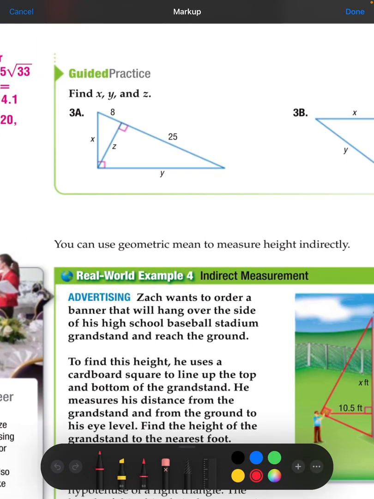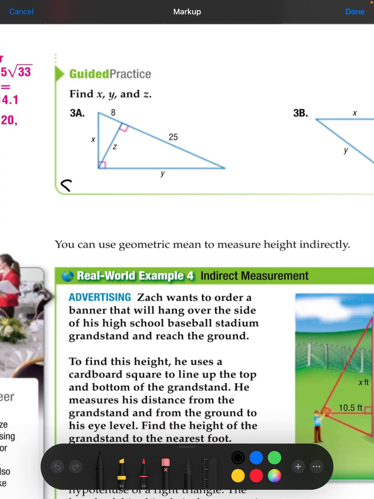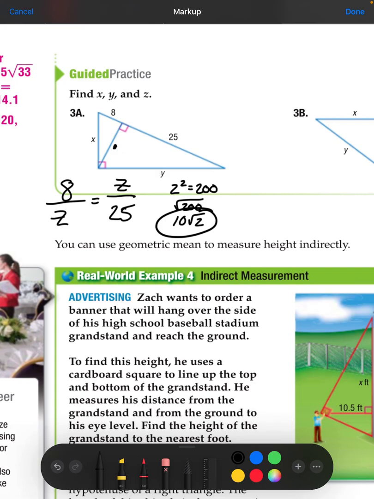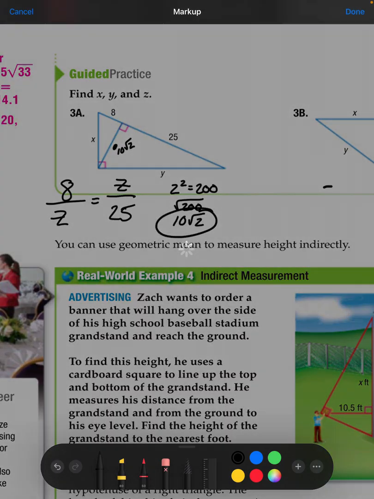Okay, so the geometric mean, remember, if I want to find z, I can use the hypotenuse. So I can say 8 is to z as z is to 25. So 8 times 25 is 200. So z squared equals 200. And you take the square root of 200, and I'll break that down. Let's see, 100 goes in there, so it's 10 square root of 2. Okay, so we know that z is 10 square root of 2 now. Okay, so that's how you can find the altitude.